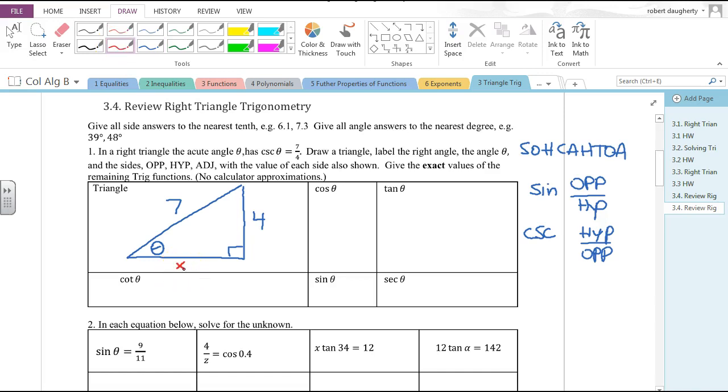And that's where I will use the Pythagorean theorem. So x squared plus 4 squared equals 7 squared. That means that x squared plus 16 equals 49. If I subtract 16 from both sides, I get that x squared is equal to 33, so x is the square root of 33. So I know that that side is the square root of 33.